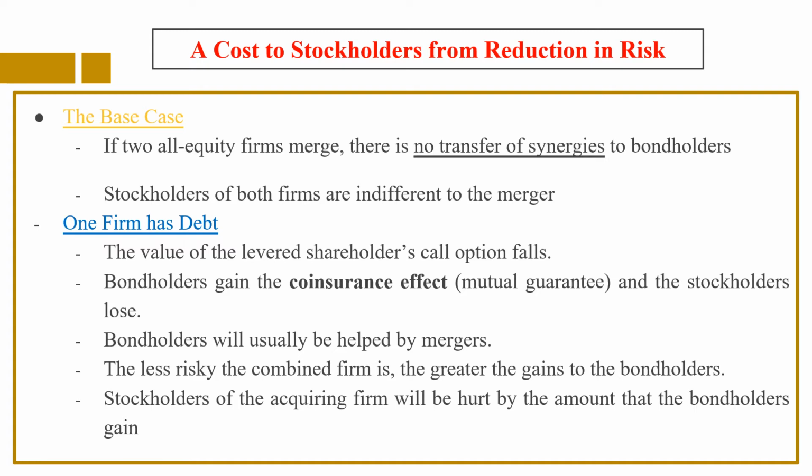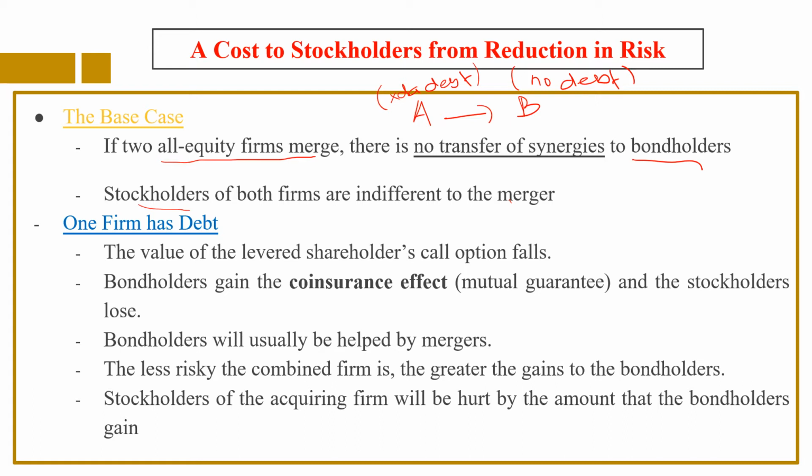Okay, this one we will understand more if you look at the example questions. Okay, so this is the cost to stockholders from reduction in risk. So kita tengok the base case is when two all-equity firms merge, maksud dia ada A and B. A ni dia tak ada debt and B pun no debt. When the two companies have no debt, there is no transfer of synergy to the bondholders. Sama juga the stockholders. The stockholders of both firms are indifferent to the merger. Maksud dia tak ada beza pun the bondholder and the stockholder punya value, sebab there is no debt between company A and company B.